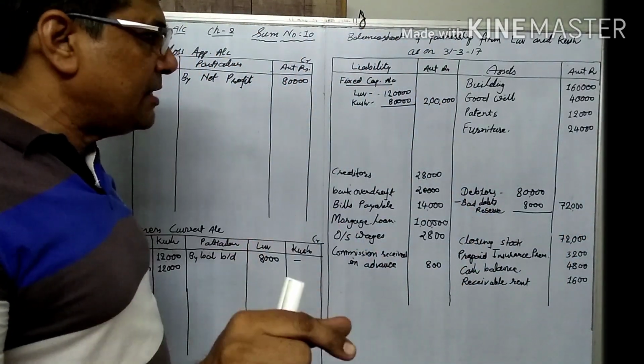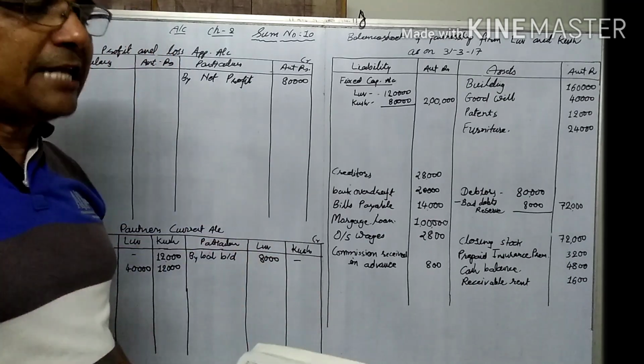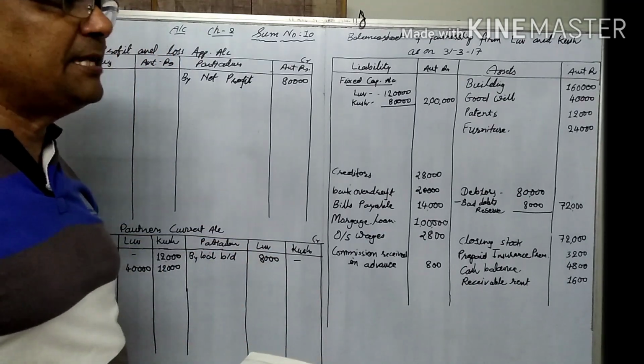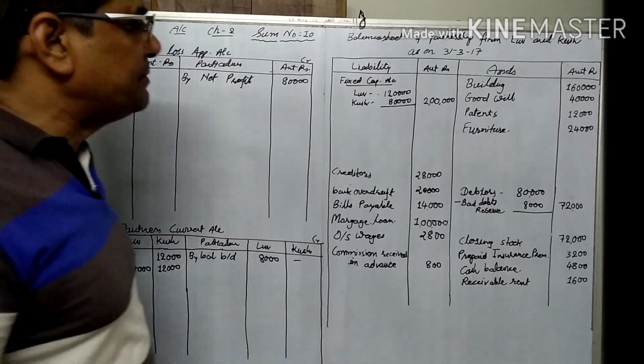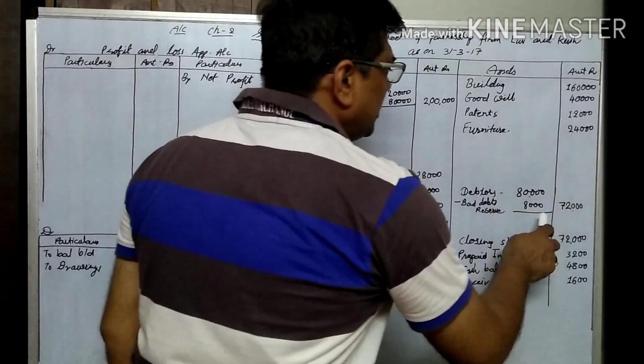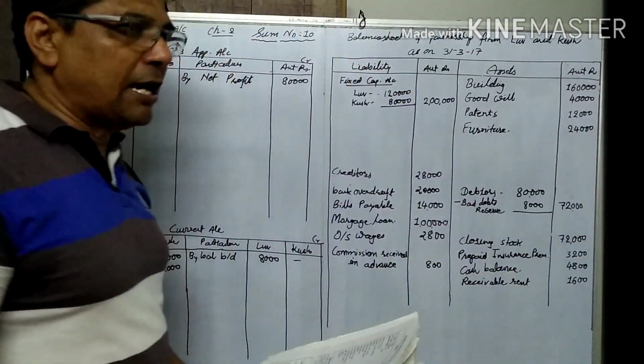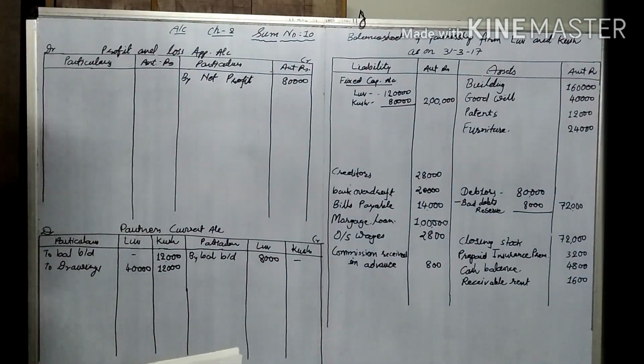Again, I have to repeat that bad debts reserve is given in the trial balance and there are no other bad debts entries given. So bad debts directly we have to minus from debtors, 8,000 rupees, and that is 72,000. It is a trial balance entry, and then also we have to record it there.